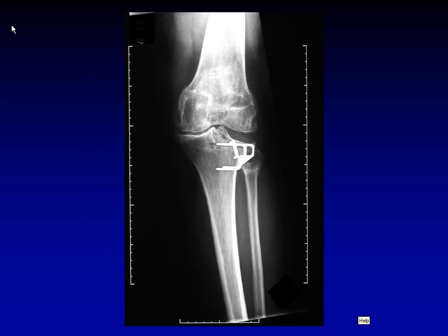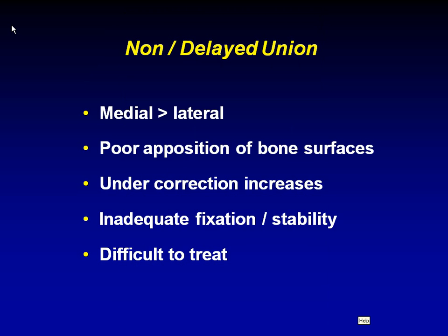So this shows an avascularity of the lateral fragment with collapse. Non-union and delayed union is more common in the medial opening than the closing lateral, but it does occur in the closing lateral wedge because of poor apposition of bone surfaces, undercorrection, inadequate fixation, and of course, once it occurs, it's very difficult to treat.